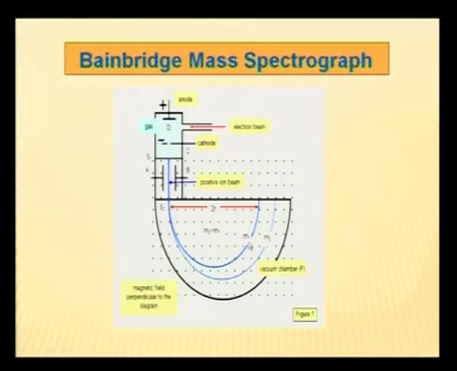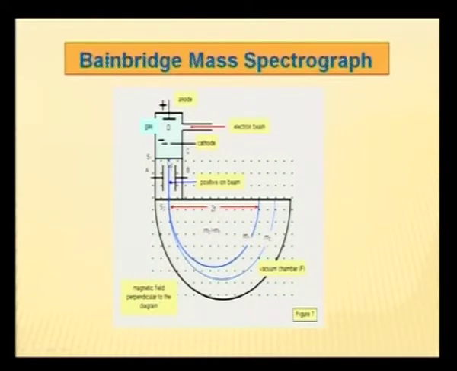Depending upon the masses, M2 is greater than M1. So M2 will undergo a larger deviation. So M2 will be found here, hitting the photographic plate here, whereas M1, the lighter mass, will come here, whereas the heavier mass will go here. Okay. So you have a slit here, S2.